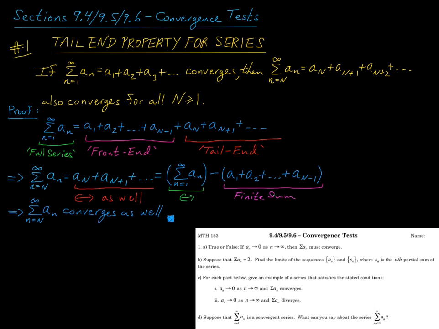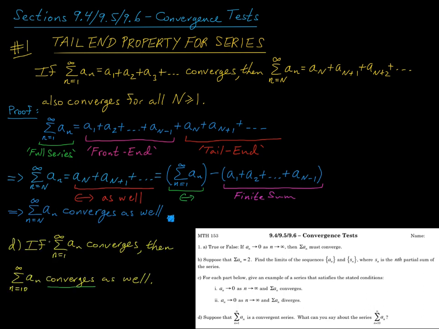That's the big takeaway. So if this converges to some number, here we're just taking away some finite sum, some number, then this thing right here must also converge. And so that is our proof. All right, so then, again, to summarize, for part D, if the sum from 1 to infinity converges, then the sum from 10 to infinity converges as well.